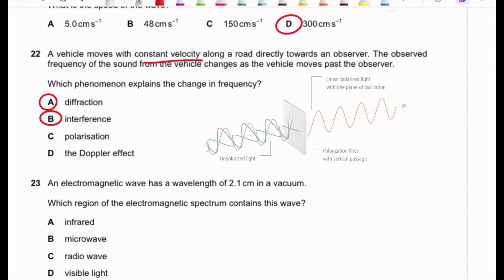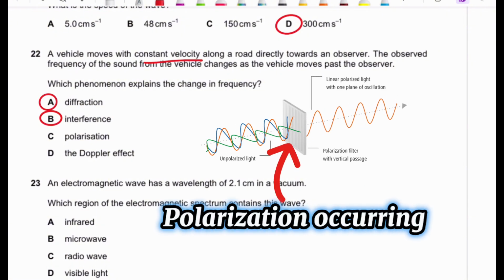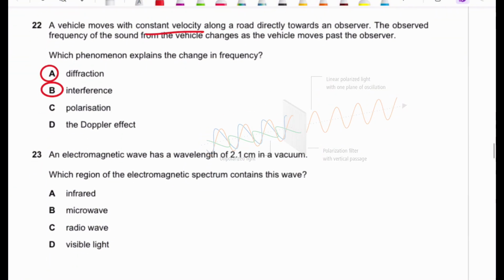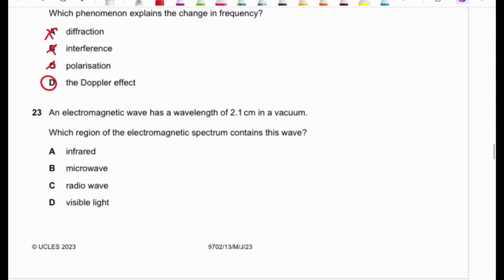But basically, polarization is the restriction of a wave's vibrations to one direction only, right? And the Doppler effect is basically the apparent change in the observed frequency due to relative motion between the source and the observer, right? So basically, our answer becomes D. Okay, move on to question 23.